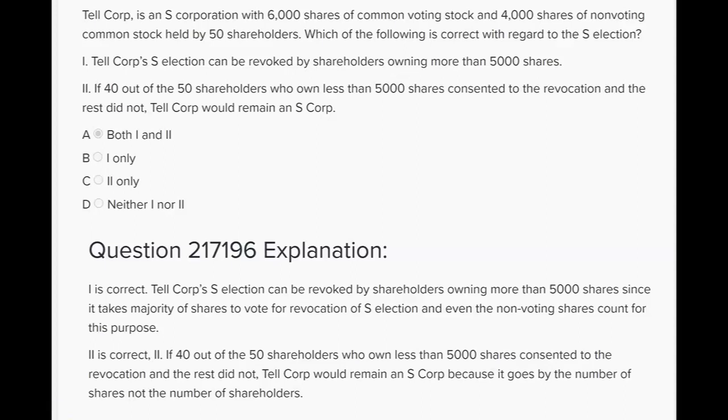If 40 of the 50 shareholders who own less than 5,000 shares consented to the revocation and the rest did not, Telcorp would remain an S-Corp. That's true. So voting to revoke S status goes by the number of shares, not by the number of shareholders. So you need more than 5,000 shares in order to revoke the S-election, since there's a total of 10,000 shares here. If one individual held more than 5,000 shares, that one person could revoke S status. We don't need a majority of shareholders. We need a majority of shares.